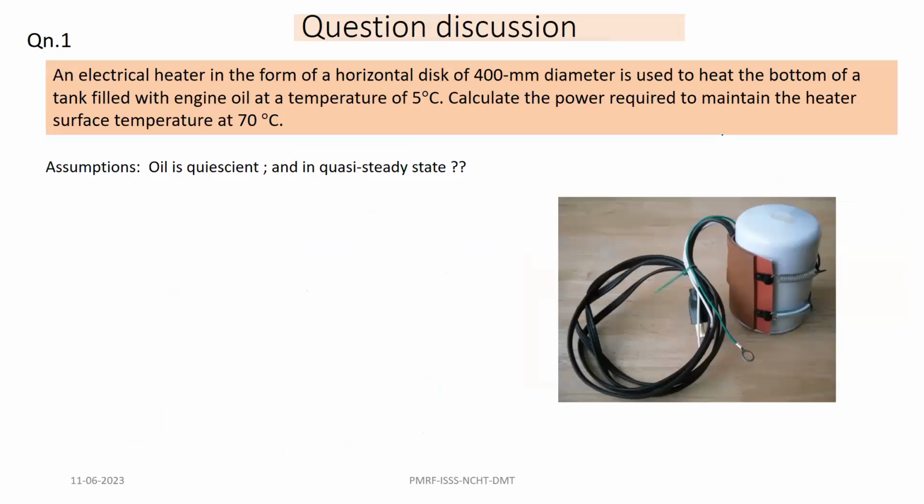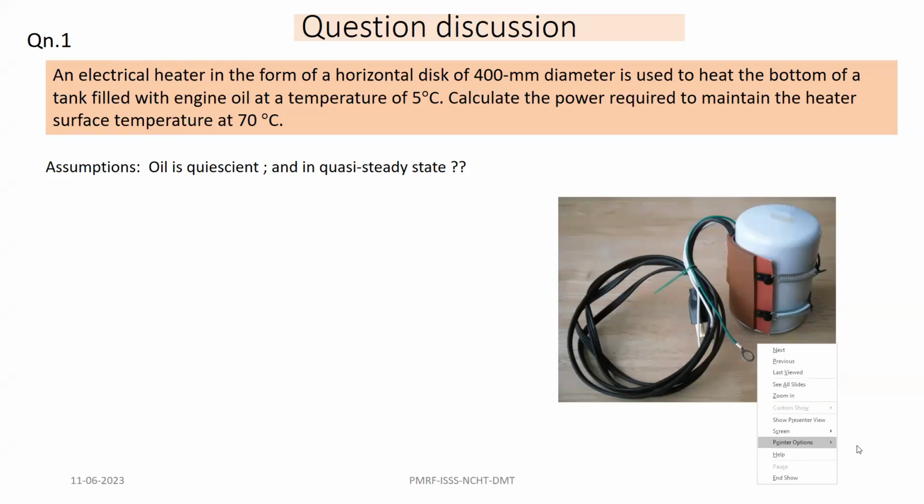So we'll discuss one problem. Two problems, I don't know if we'll get time. We'll discuss both, two problems are there. I think we'll get time, so we just see it immediately. From the basic understanding only, we will see some problems. So you can see here: an electrical heater in the form of a horizontal disc of 400 mm diameter.